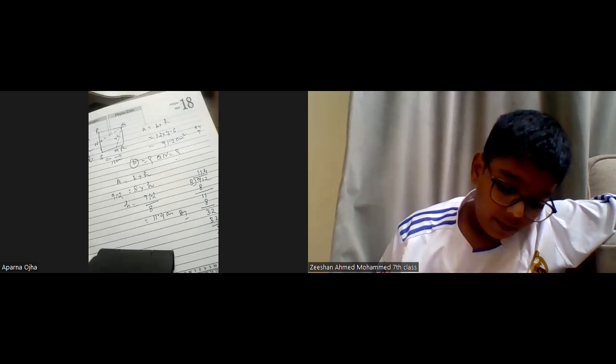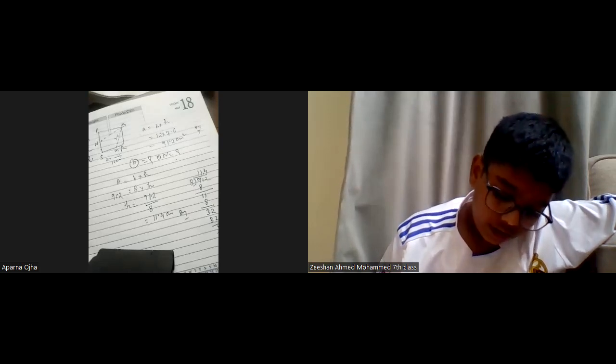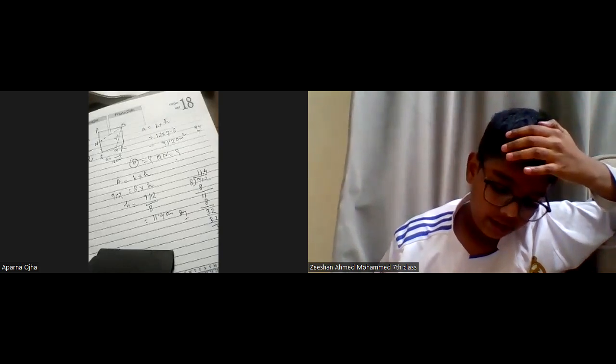DL and BM are the heights on the sides AB and AD respectively of a parallelogram ABCD. If the area of the parallelogram is 1470 square centimeter, AB equals 35 centimeter and AD equals 49 centimeter, find the length of BM and DL. How can you find it? Can you tell me how we can find it?